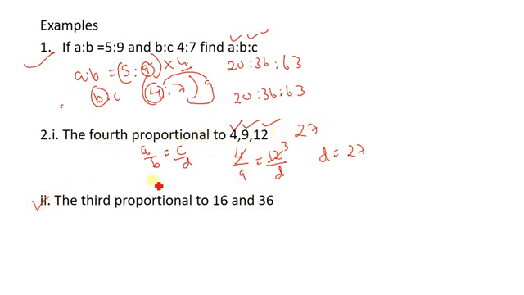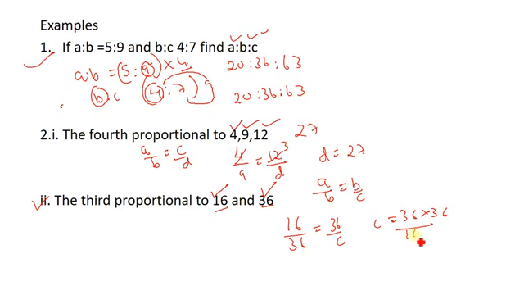Now next is find third proportional to 16 and 36. Now we know what is third proportional. Third proportional is nothing but a upon b is equals to b upon c, right? So in this case, a is 16 and b is 36. Now we will substitute this in place of a and b. So a will be 16, b will be 36 and c will be 36 into 36 upon 16. 4 fours are 16 and 4 nines are 36, right? So c will be 81. So third proportional to 16 and 36 is 81.